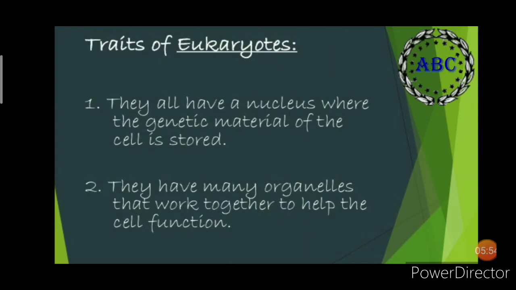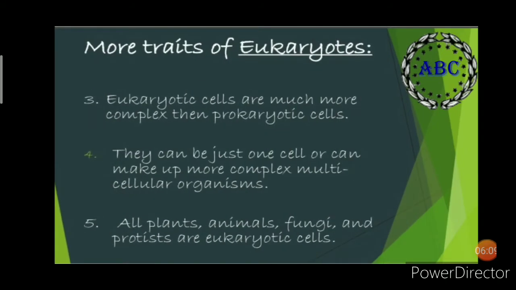These are the traits or characteristics of eukaryotes. They have a nucleus where the genetic material of a cell is stored well. They have many organelles that work together to help the cell function. Eukaryotic cells are much more complex than prokaryotic cells. They can be just one cell or can make up more complex multicellular organisms. All plants, animals, fungi, and protists are eukaryotic cells, except blue-green algae.